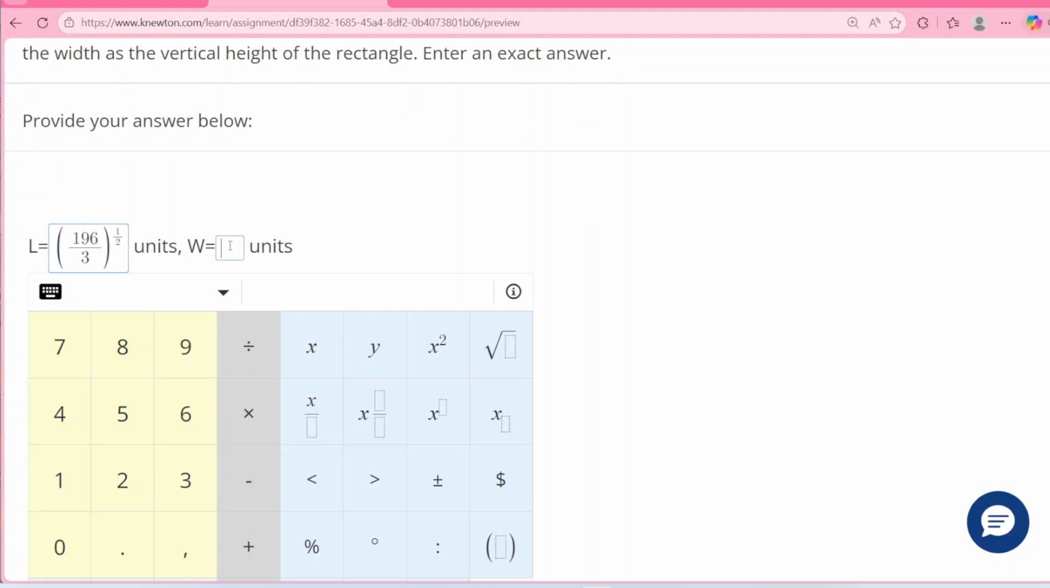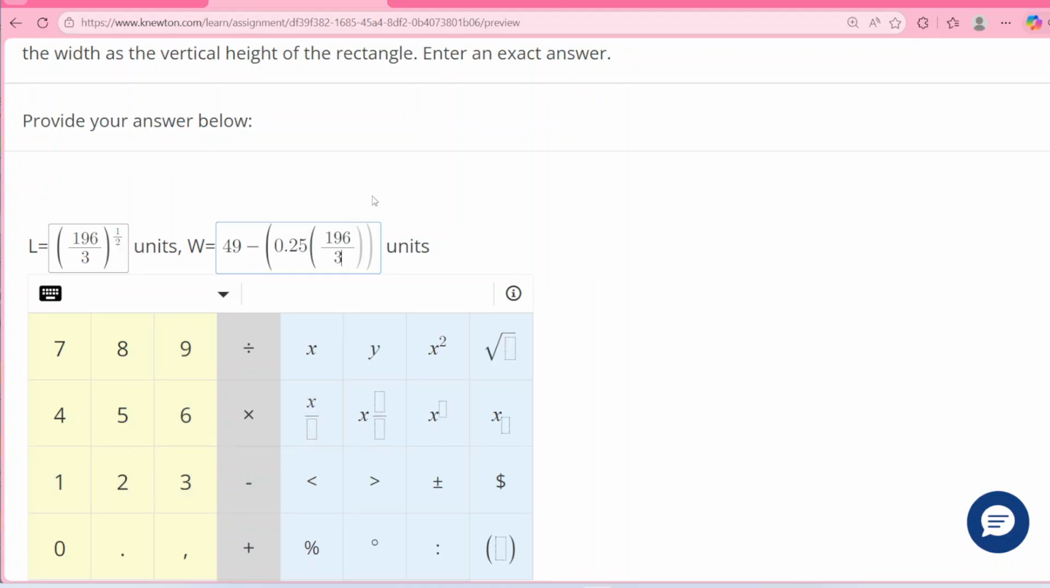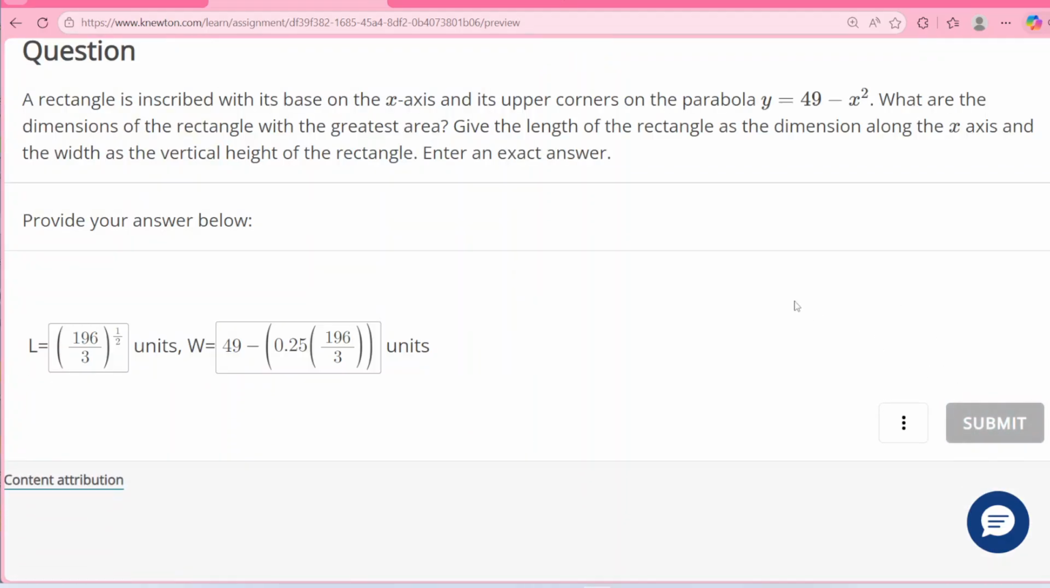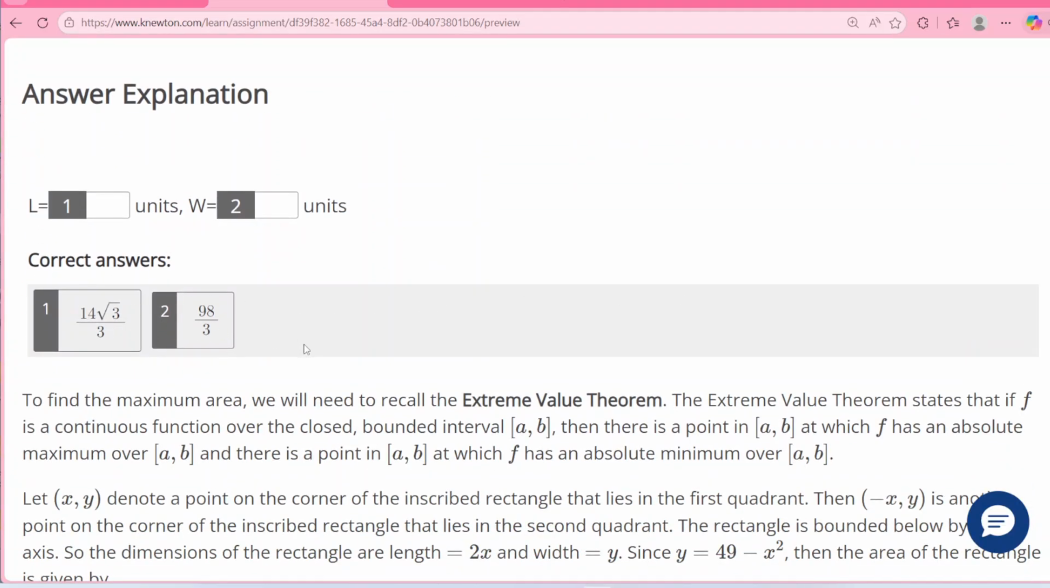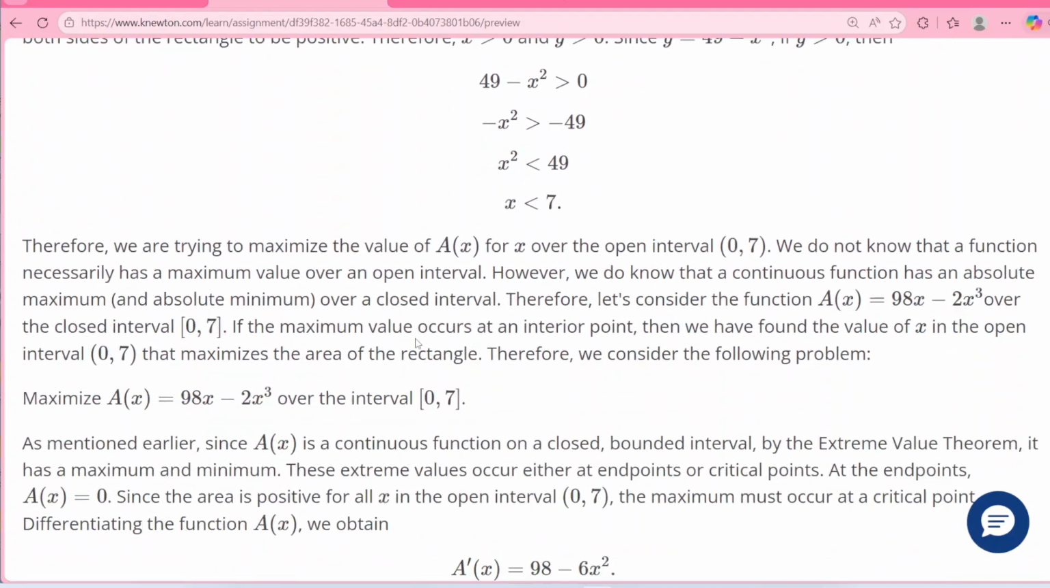And then the width had to be 49 minus half this length squared. So 0.25, when I square a half, it'll be a quarter. And then this length squared will just be 196 over 3, because I'll get rid of the square root. And this should be good. I know it's not perfect, but it's equivalent to whatever they're going to have. So yeah, they actually simplified it and stuff, but yeah.